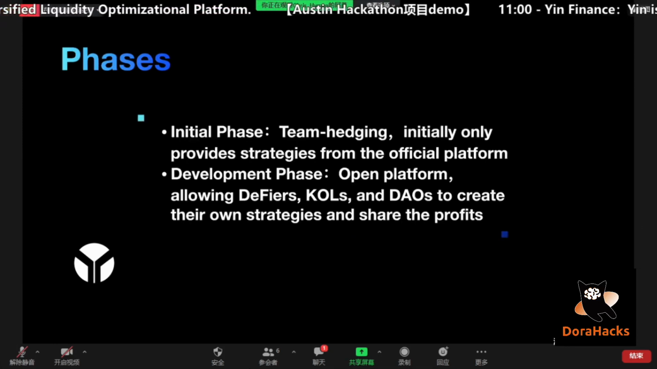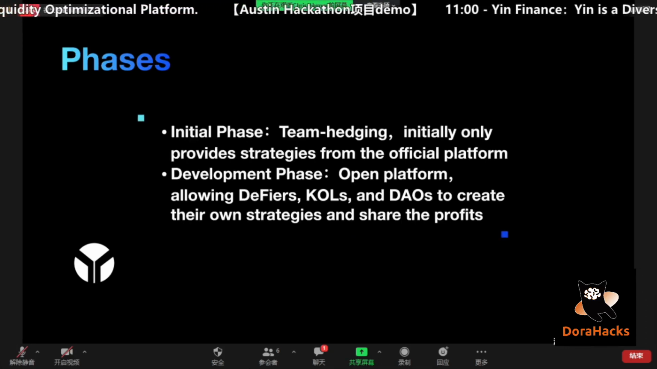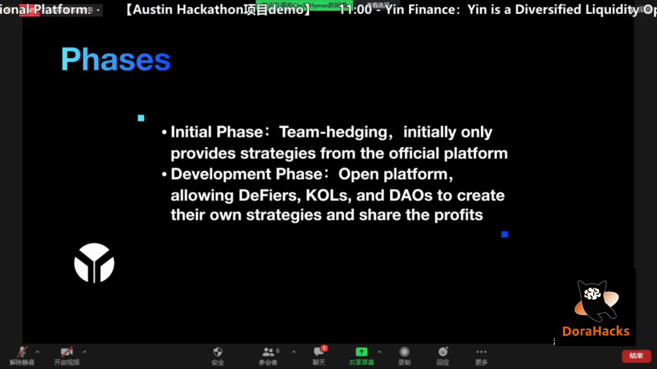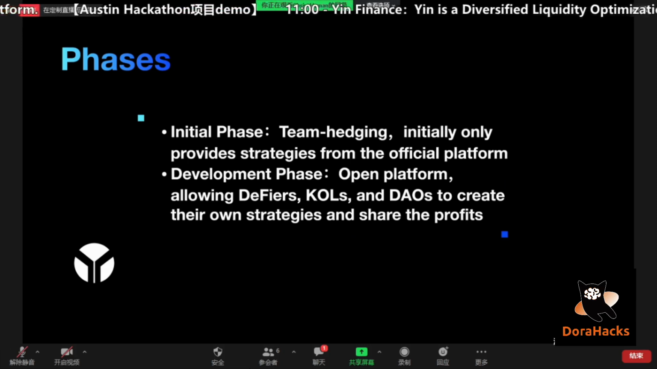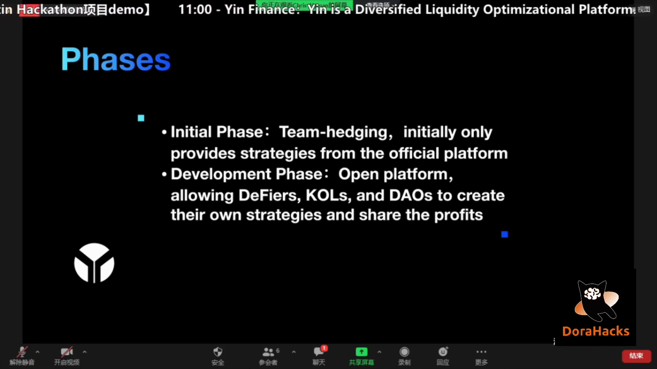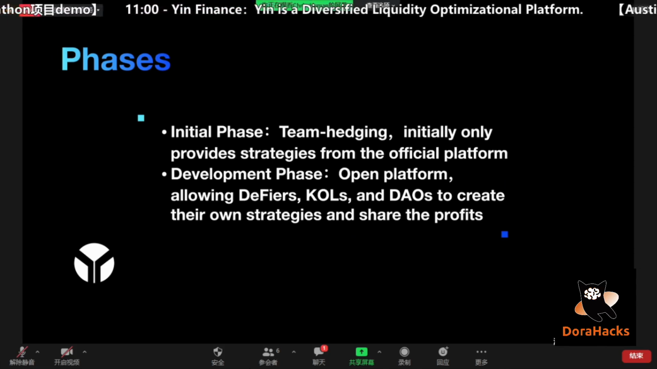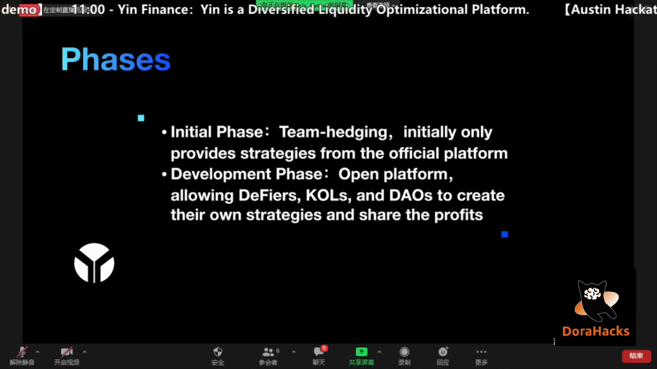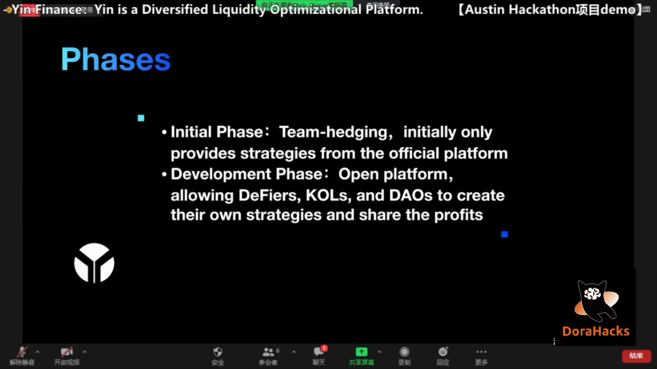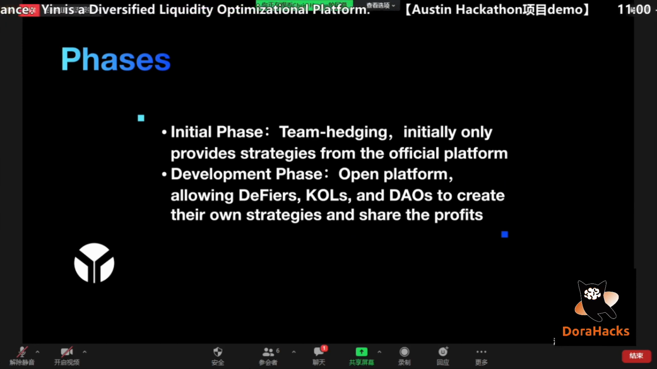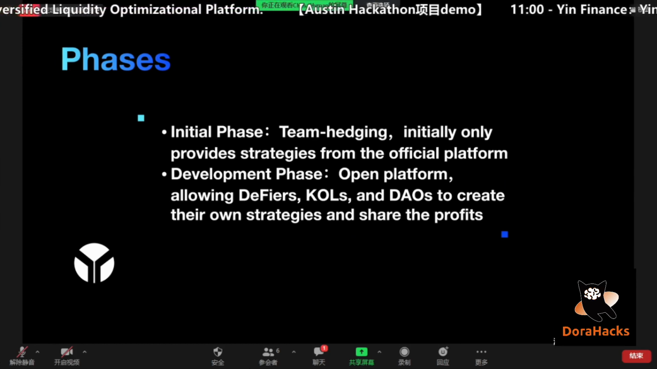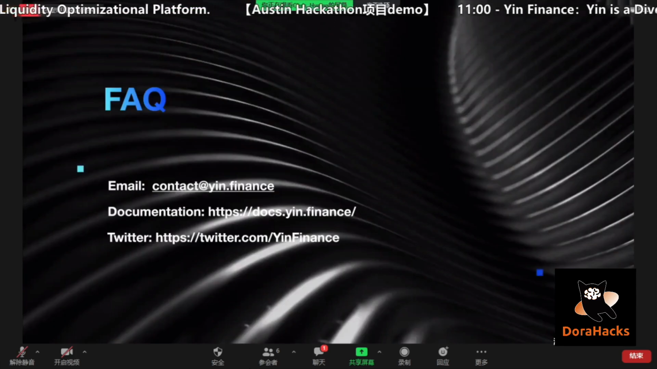So about the phases. Currently is our initial phase. We're doing the team hedging. Initially we only provide strategies from the official platform. And the next one will be our development team phase. It will be an open platform, allowing DeFiers, KOLs, and DAOs to create their own strategies and share the profits. Yeah, that's it.